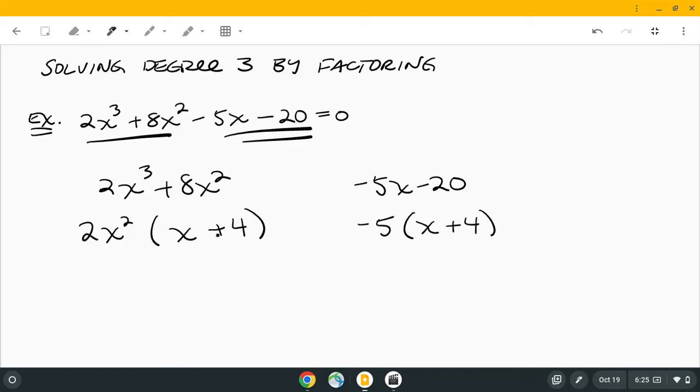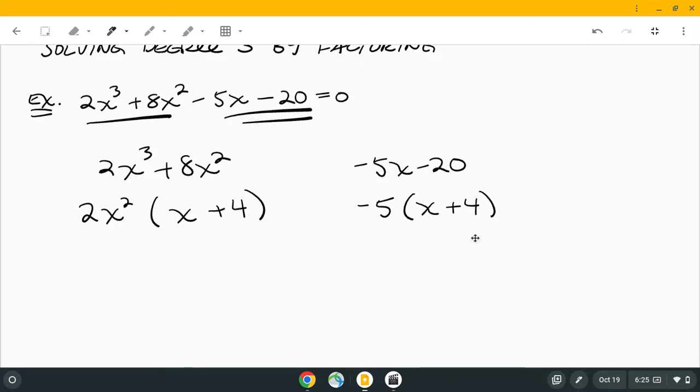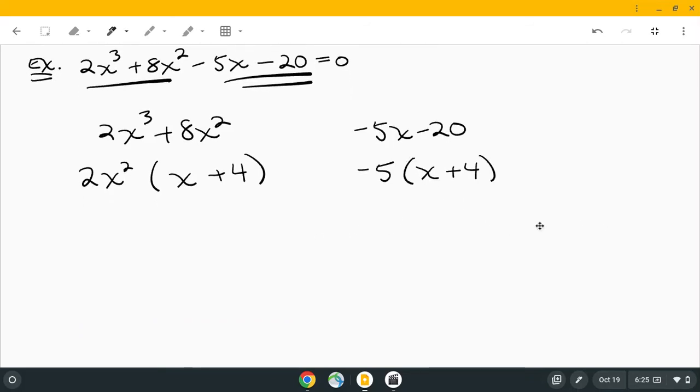And then when I compare the two groups now, they should have the same thing inside the parentheses, and they do. They both have x plus 4. Okay, so both groups have x plus 4. So I'm going to have that out here. It's like I'm factoring out the x plus 4. And then in here, we will have 2x squared. I get it from here, 2x squared, and then minus 5. Okay, 2x squared minus 5.